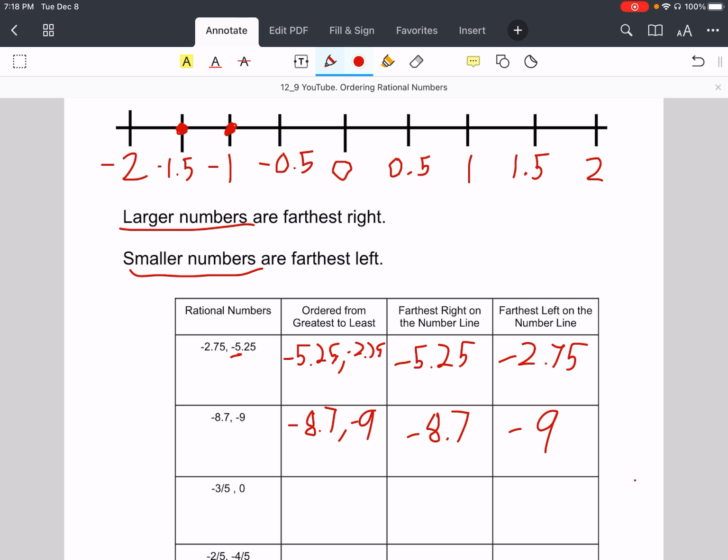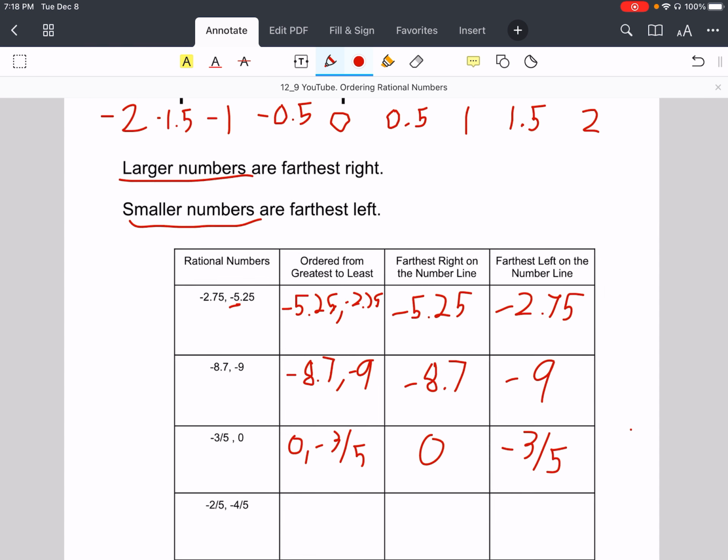Next one, fractions, negative 3/5 and 0. So negative 3/5 would be about here on the number line. And we can see that that is farther left than 0. 0 is going to be bigger than any negative number. So 0, comma, negative 3/5. Farthest right is 0. Farthest left is negative 3/5.